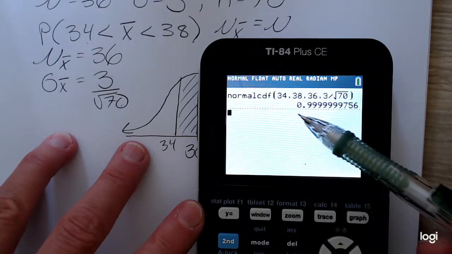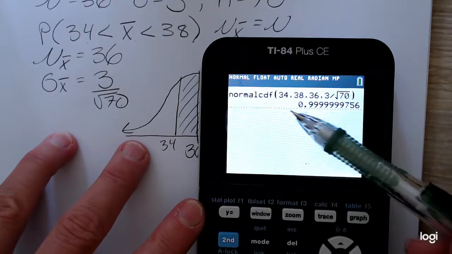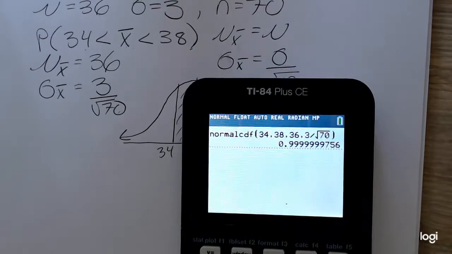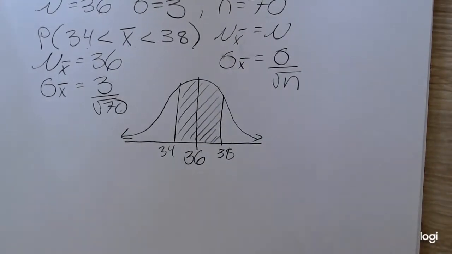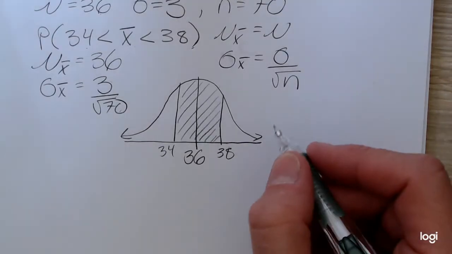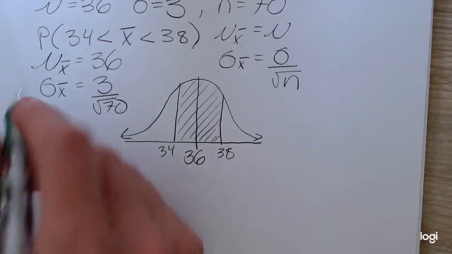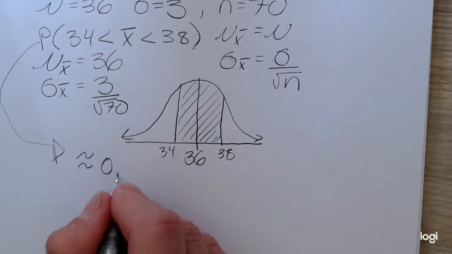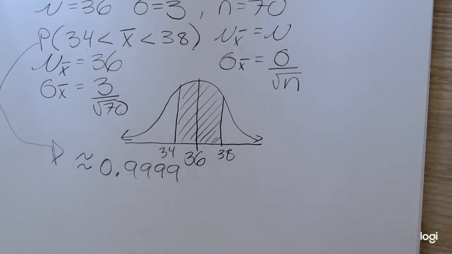Okay, so most of the cell phone batteries should last within 2 months of 36. Okay, and that is actually a good thing. So if I rounded to 4 decimal places, I would be rounding to 1, but this is not an absolute probability. Okay, so I would leave this as the probability is approximately 0.9999 and leave it at that.